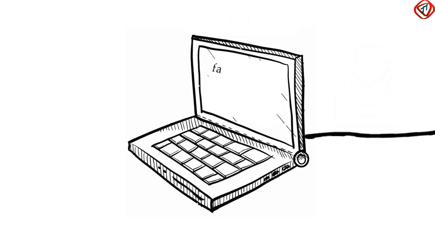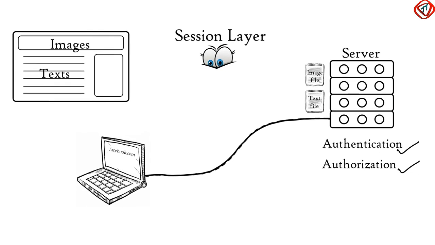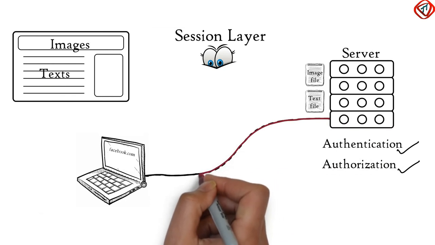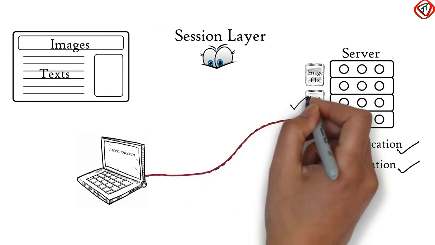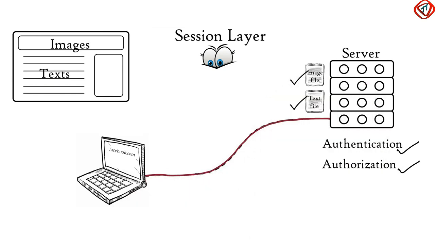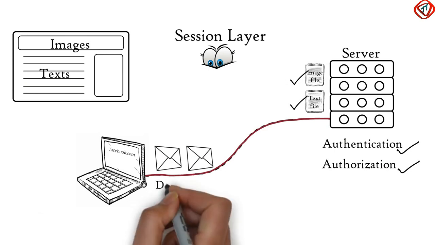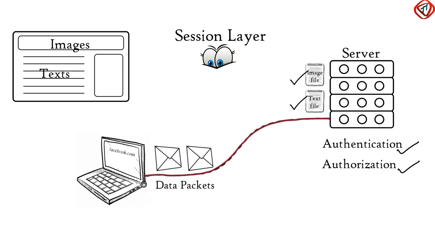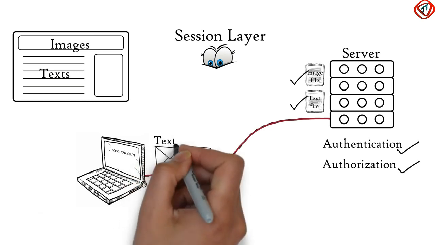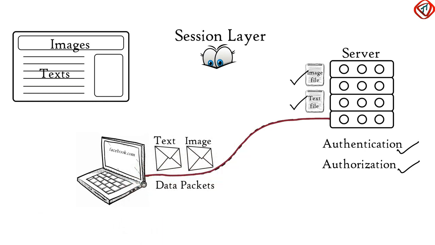When you request a website in your web browser, your web browser opens a separate session to the web server to download each of these text and image files separately. These files are received in the form of data packets. Session layer keeps track of which data packet belongs to which file, either text file or image file, and tracks where the received data packets go. In this case, it goes to the web browser.